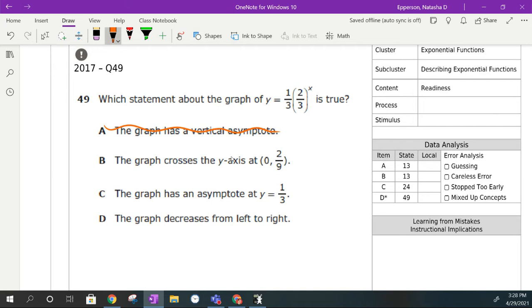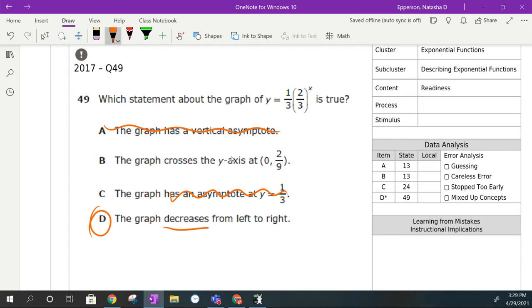Crosses the y-axis at 0 to 9. Possibly, maybe, I don't know. This one, since we're not shifting anywhere, our asymptote is going to be at y is equal to 0, so C is out. The graph decreases left to right. 2 divided by 3 is less than 1, so we do have a decreasing function, so our answer is D.